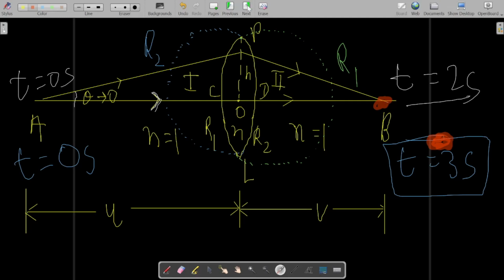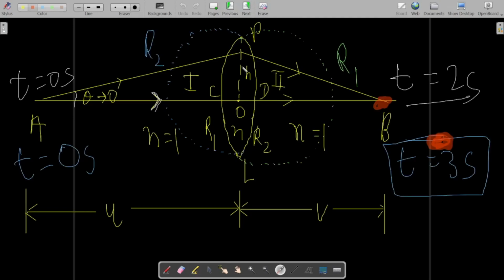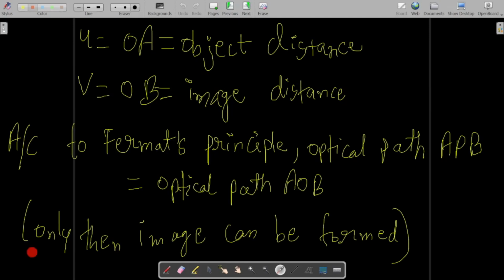So this is very clear to you now, that according to Fermat's principle, optical path APB is equal to optical path AOB. You understood it right now. Only then can an image be formed. See, over here it is written also. Only then can an image be formed.